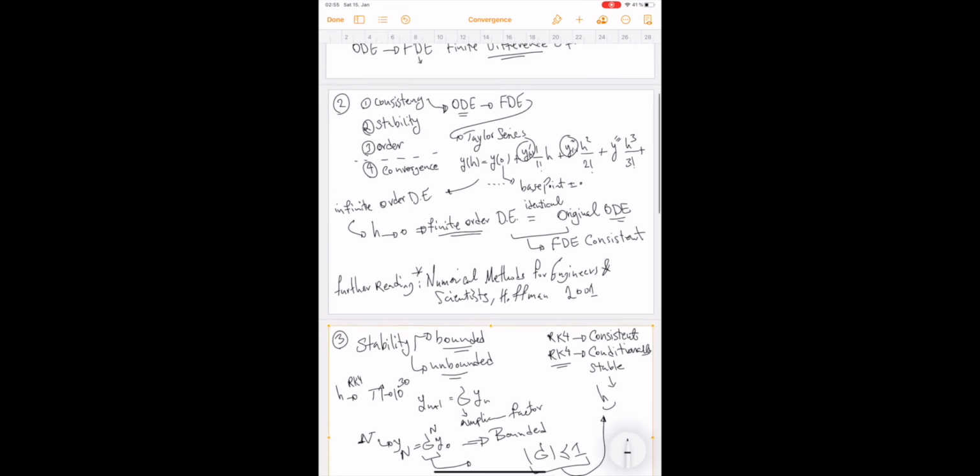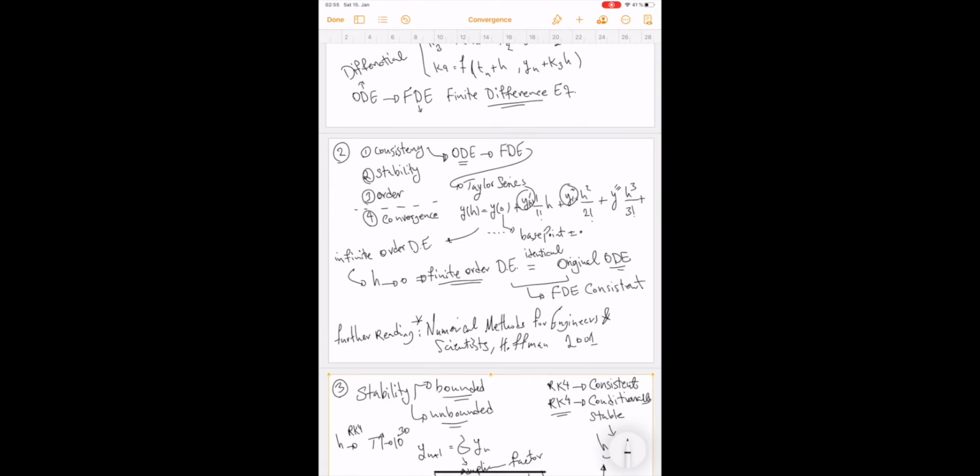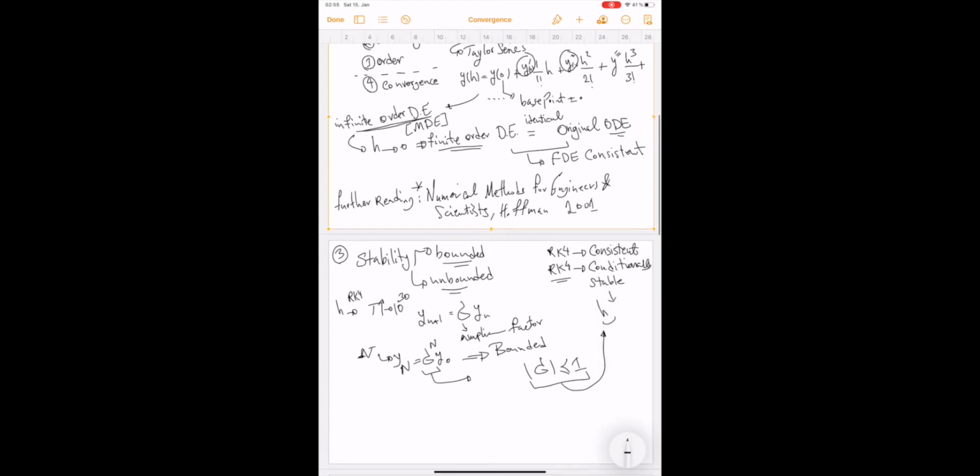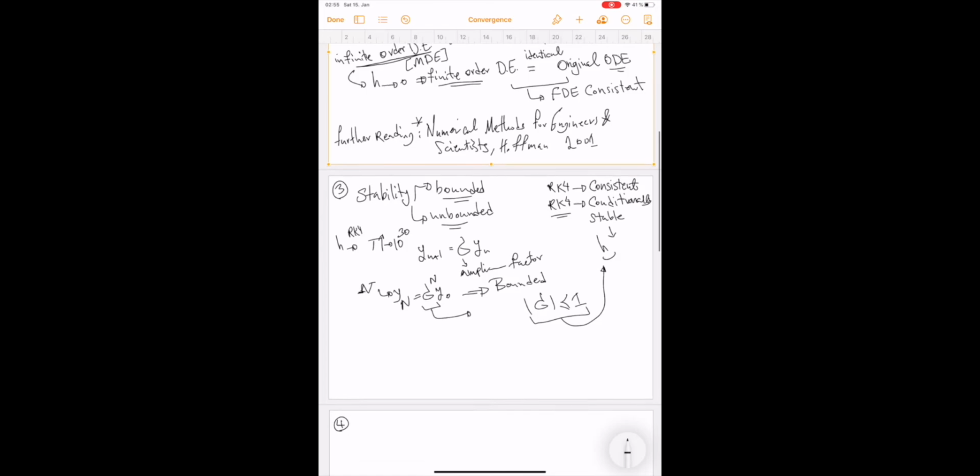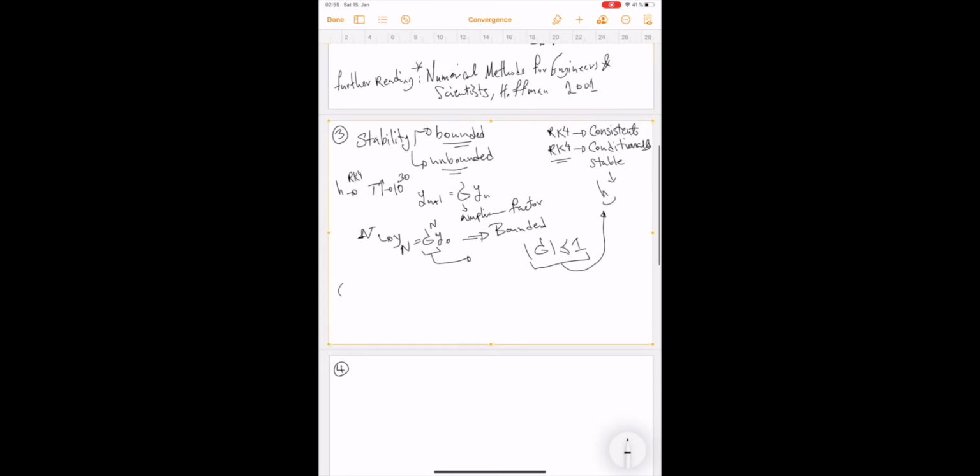By the way, I forgot to mention that this infinite order differential equation, in the literature, is also called the MDE, or the modified differential equation. This is just a hindsight or a side note. But what is the order?